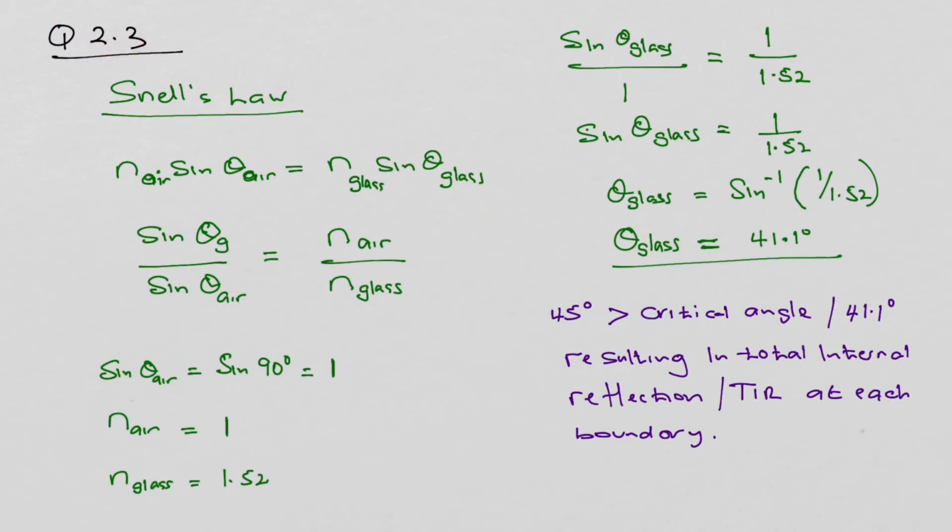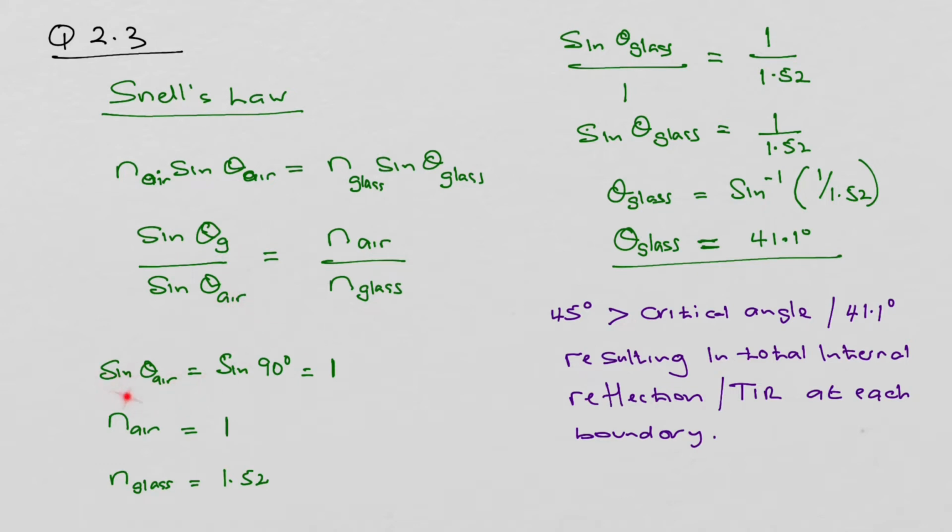Question 2.3. The refractive index of the windscreen is 1.52. Explain why the ray follows the path shown inside the windscreen glass in figure 1. Support your answer with suitable calculations. Well, the ray obviously has to go in at a right angle, and that angle is 90 degrees. Applying Snell's law, the Snell's law equation is this. Rearrange that, and we have the angle of glass and the angle of air.